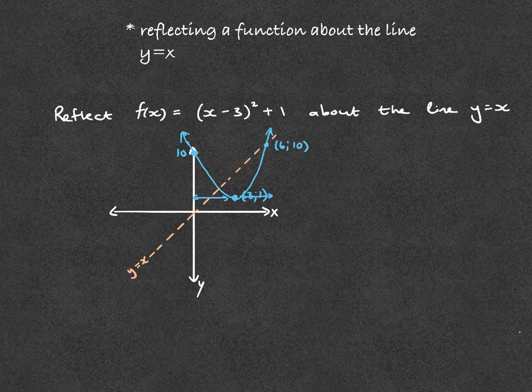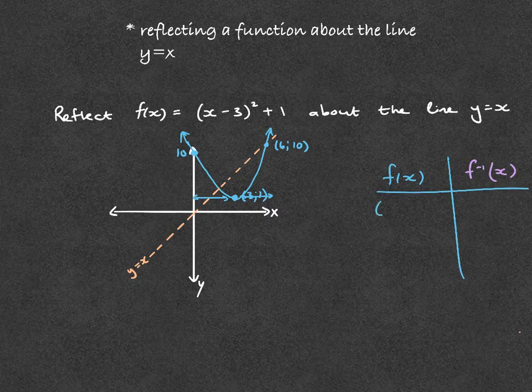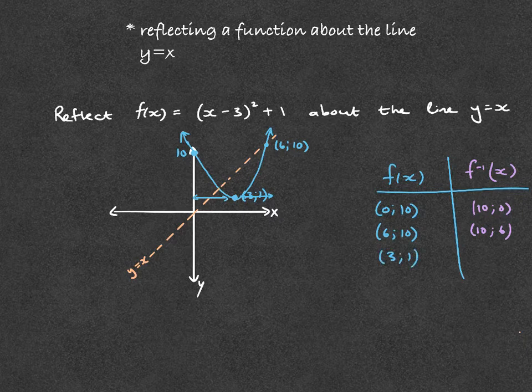So then we're going to look at those old points. Let's write the inverse in purple, and blue is my original function. We had a point 0, 10. The new point after finding the inverse will be 10, 0. Your x and y swap. We also had the point 6, 10. If you're not sure how to work out a point, you just substitute an x value in and get the corresponding y value. After finding the inverse, that will be the point 10, 6. Lastly, the turning point at 3, 1 becomes 1, 3.